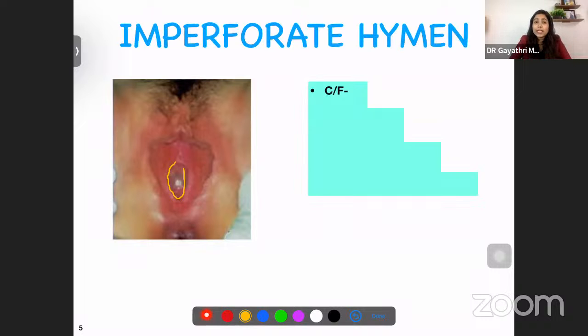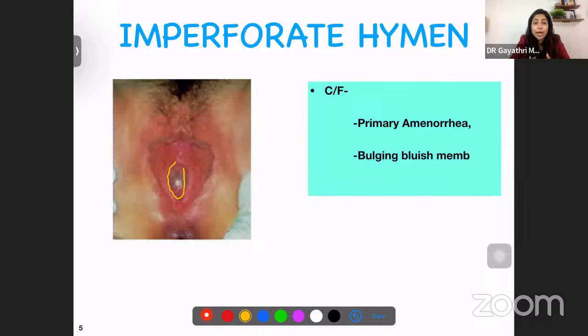So let's see what are the clinical features apart from this the patient can have. So the patient can present with primary amenorrhea, that is, she has not attained her menarche yet. The patient can have a suprapubic bulge and a bulging bluish membrane. Why is there a suprapubic bulge? This is basically due to the collected blood in the vagina and uterus. When we do a suprapubic palpation, you can feel the bulge of the uterus. This is basically seen along with imperforate hymen. So the typical sign that you have to look for is the bulging bluish membrane, which increases in size on coughing and Valsalva as well as straining.